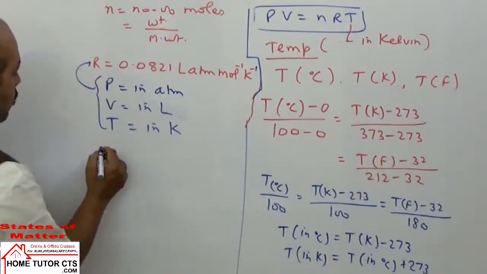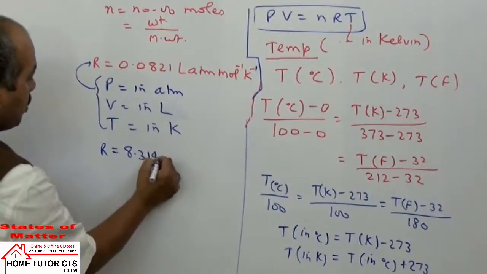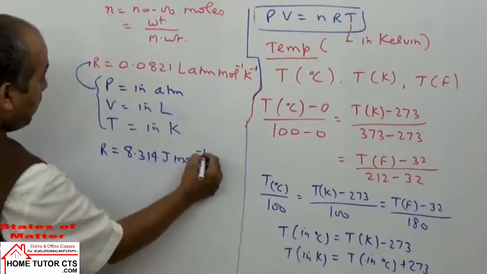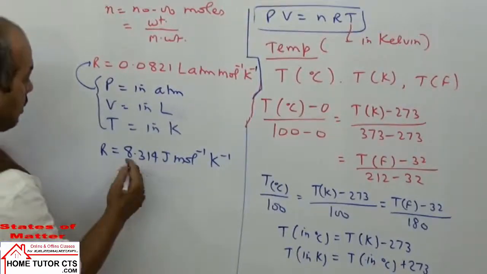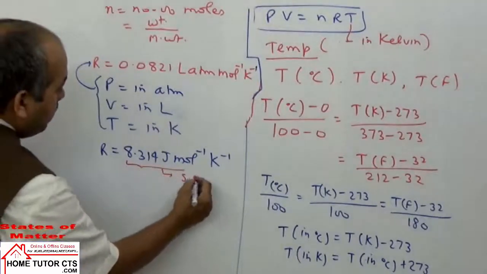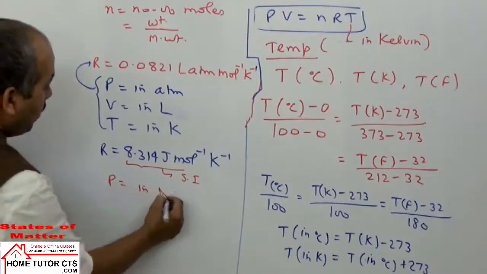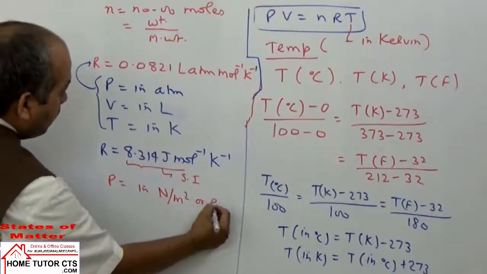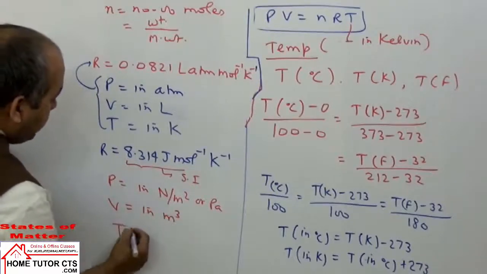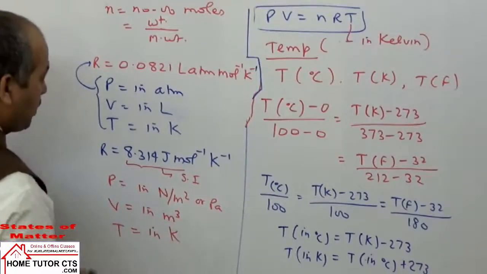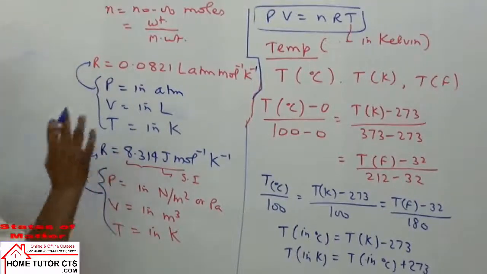For R we can have other units as well, like it can have value 8.314 joules per mole per Kelvin. This is the value of R in the SI system. We use this value when we take pressure in Newton per meter square or pascals, volume in cubic meter of the gas, and T temperature in Kelvin scale. If we take pressure, volume, temperature in the given scale, then we take this value of R.